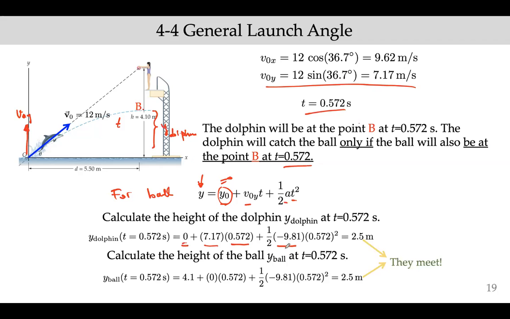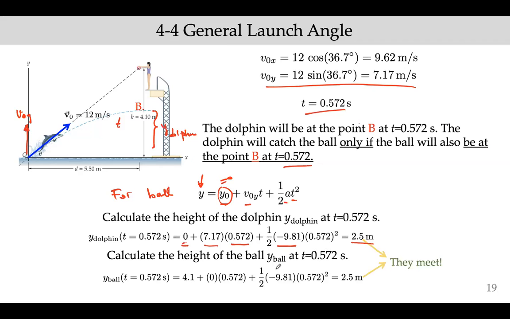You may be wondering why we are taking 9.81. It doesn't matter, it's up to you. Usually it's given in the problem if you should take 9.8 or 9.81. If you take 9.81, of course, it's going to be a little bit more precise. And then the time squared. So if you do this calculation, you will find the height of the dolphin is 2.5 meters.